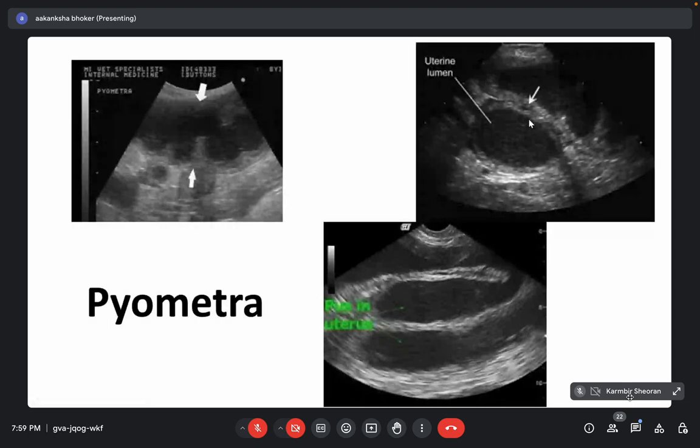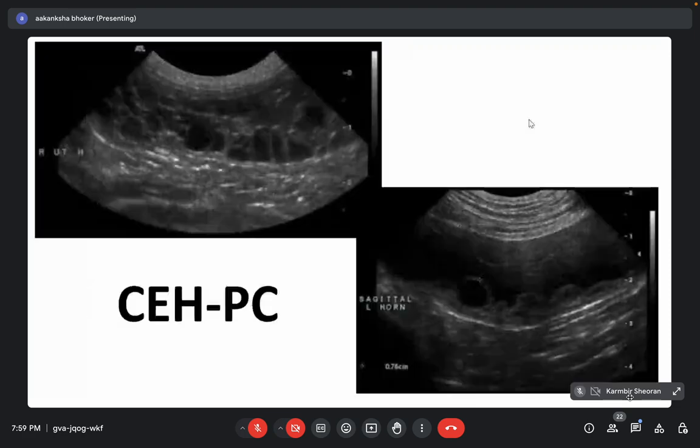If it is a closed cervix pyometra, definitely the size of the uterine lumen will be large. But if it starts draining, suppose there was a luteal cyst, and when the cyst is gone, the hormonal influence will be gone, the pyometra will start to get discharged, then the size will be a little bit less as compared to the closed cervix pyometra. But definitely then also it will easily be recognized, because the size of the uterus will be enlarged.